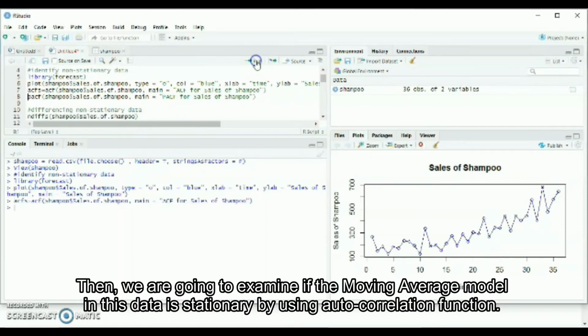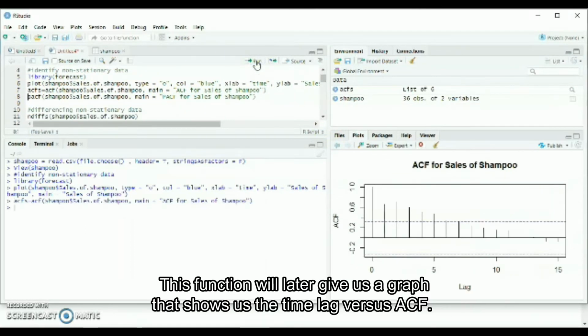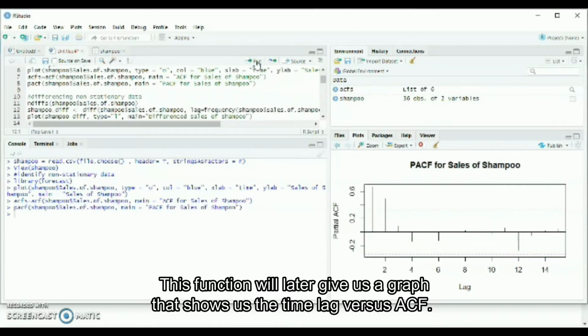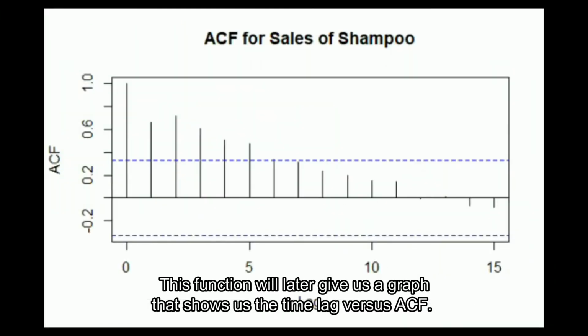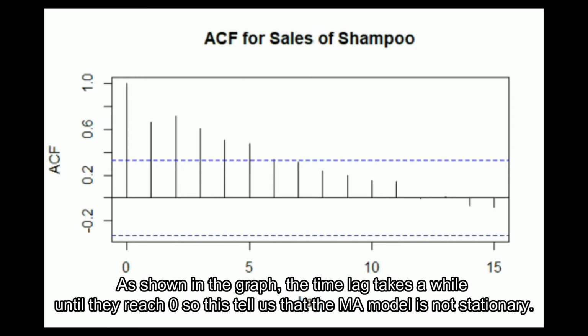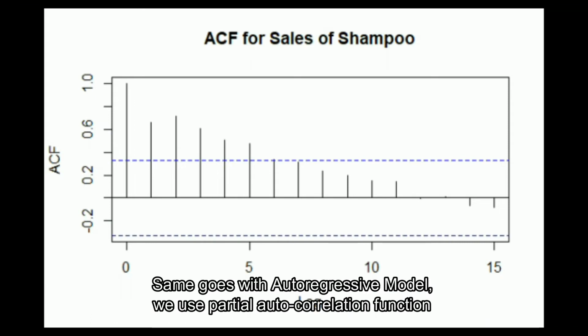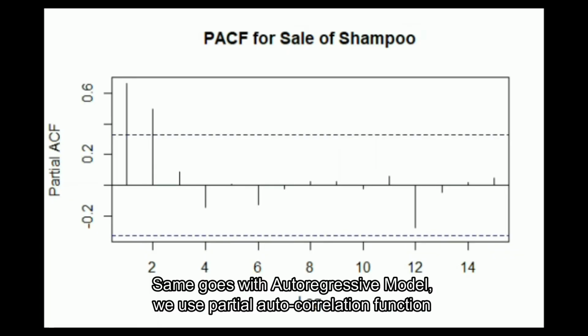Then we are going to examine if the moving average model in this data is stationary by using the autocorrelation function. This function will give us a graph that shows the time lag versus ACF. As shown in the graph, the time lag takes a while until it reaches 0, so this tells us that the MA model is not stationary. The same goes for the autoregressive model.